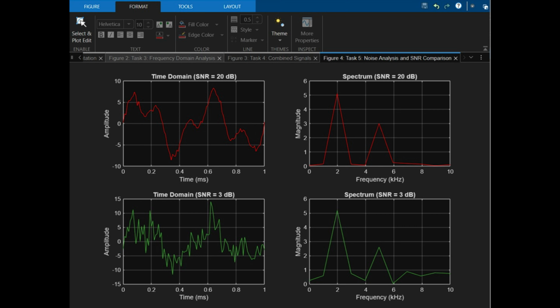In the top left, the 20 decibel time domain signal shows minor fuzziness, and its corresponding spectrum on the right easily identifies our clear peaks at 2 kHz and 5 kHz over a very low noise floor.